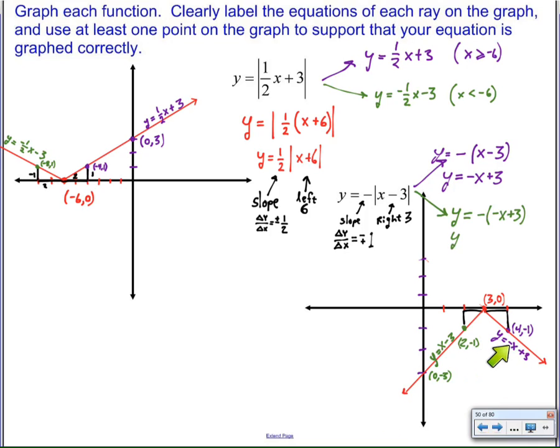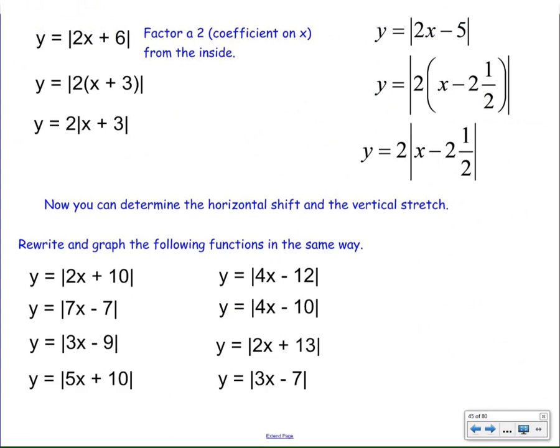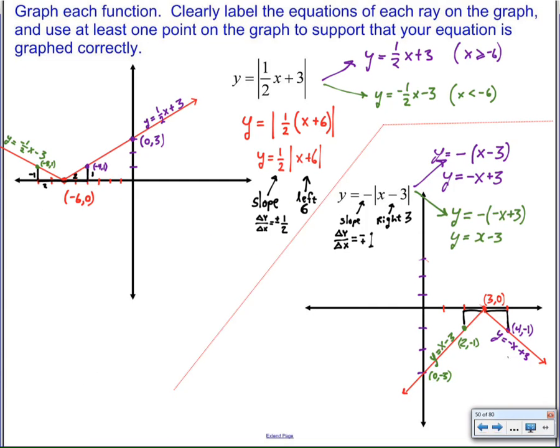This one has a slope of, that one went really fast, sorry. Just a quick talk through here. This has a slope of negative 1, and I extend the y-intercept to find out that it's probably going to be 3 based on the slope and the x-intercept. So this is negative x plus 3. Whereas this one has a slope of positive 1 and a y-intercept of negative 3, so that's y equals x minus 3.